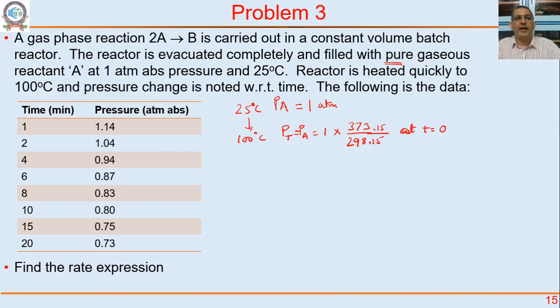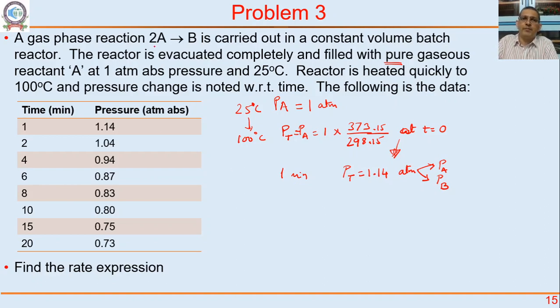But now, beyond now the reaction starts. So after 1 minute, our total pressure is say 1.14 atmosphere. But within 1 minute, some reaction must have happened. So partial pressure of A must be there and partial pressure of B must be there, because some B has formed. How much has it formed?